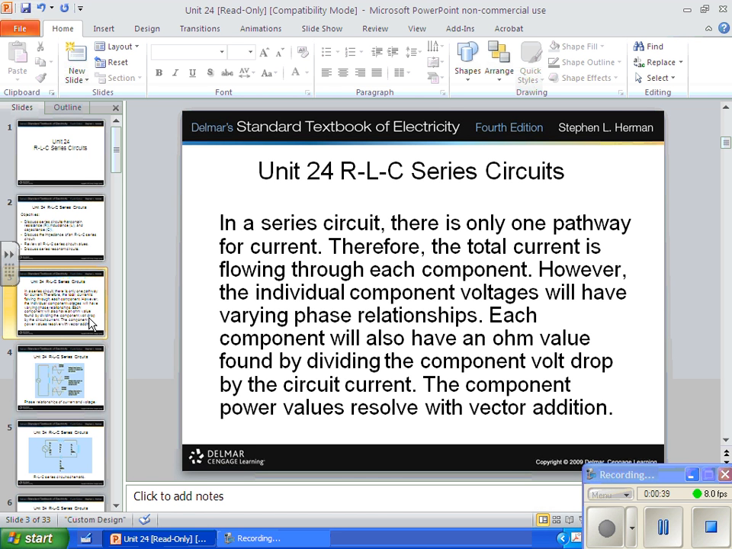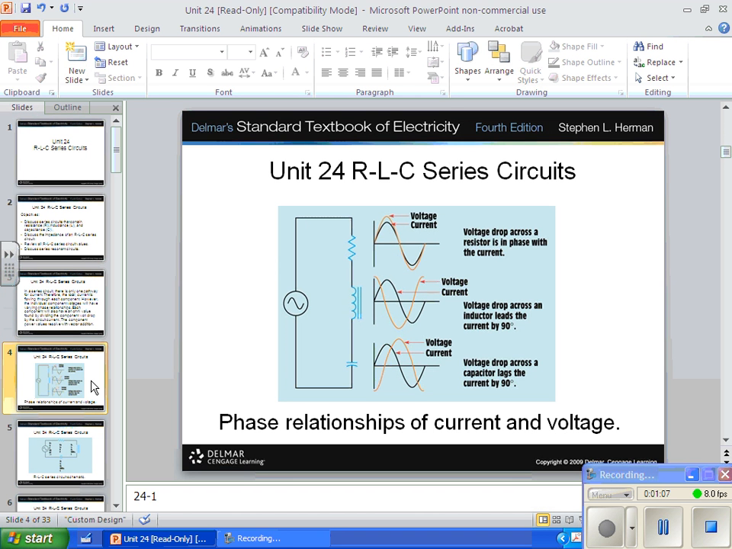In a series circuit, there is only one pathway for current. Therefore the total current is flowing through each component. However, the individual component voltages will have varying phase relationships. Each component will also have an ohm value found by dividing the component voltage drop by the circuit current. The component power values resolve with vector addition. In other words, don't say vector addition, say triangles. Much easier to think about.